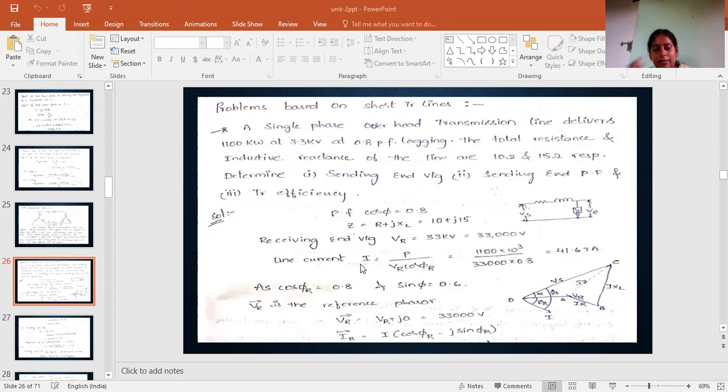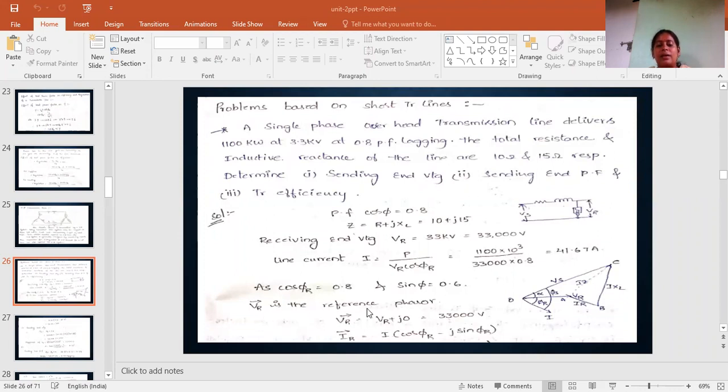Okay, and from the cos phi R we know sin phi R also. So phi R equal to cos inverse of 0.8. We can get the value of phi R. That phi R value substituted in the sine of the angle, so the value is 0.6.